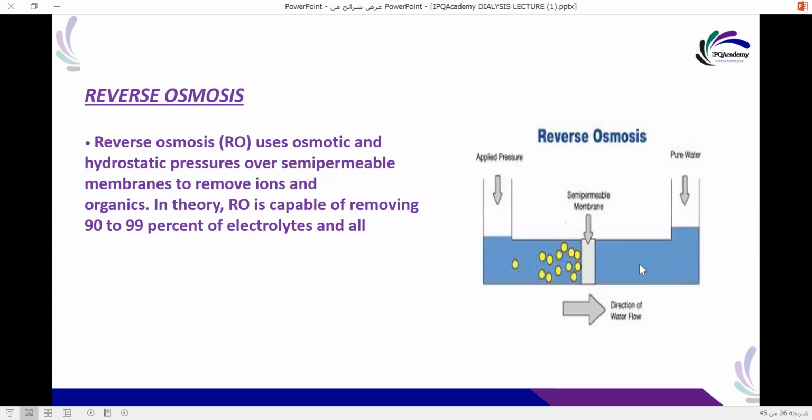Why is it called reverse osmosis? Because in the osmosis process, the water passes from low concentration to the highest concentration of solutes, which are the materials inside the solution. So in osmosis, the water should pass from here to there, while in reverse osmosis, the process is reversed, as its name says. The water as well as the solute pass from here to there.